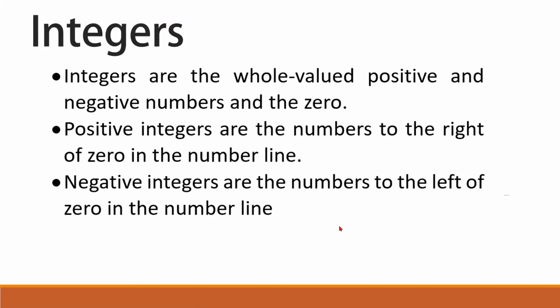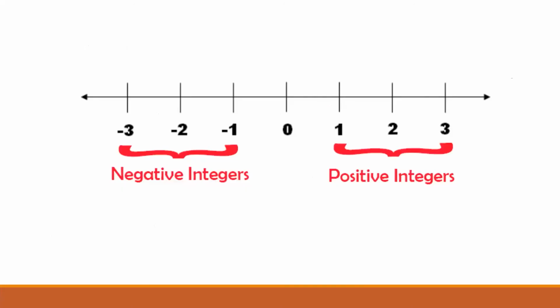How about integers? So what are integers? Integers are the whole valued positive and negative numbers and the zero. Positive integers are the numbers to the right of 0 in the number line, while negative integers are the numbers to the left of 0 in the number line. So we have here the number line. These numbers, -1, -2, -3, and so on are found at the left of 0, and these are negative integers, while 1, 2, 3, and so on are found to the right of 0, and these are all positive integers. So whether we have negative integers, the 0, or the positive integers, they are all integers.